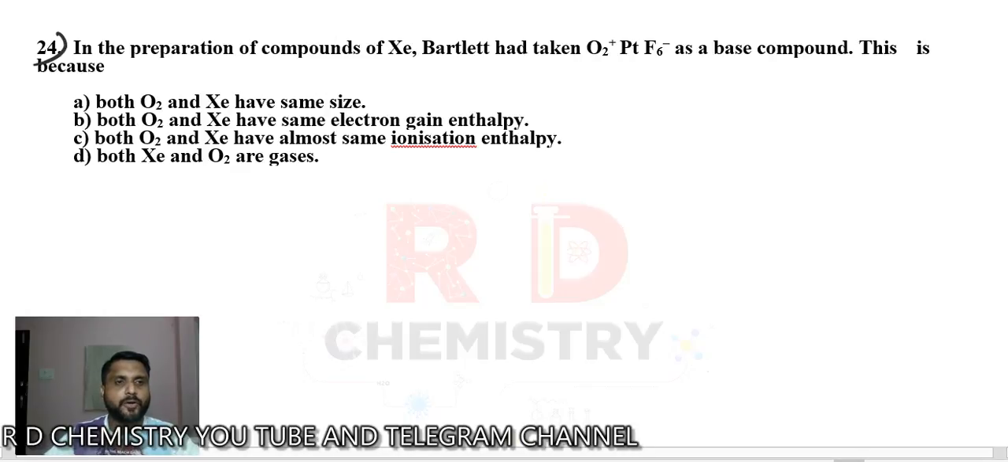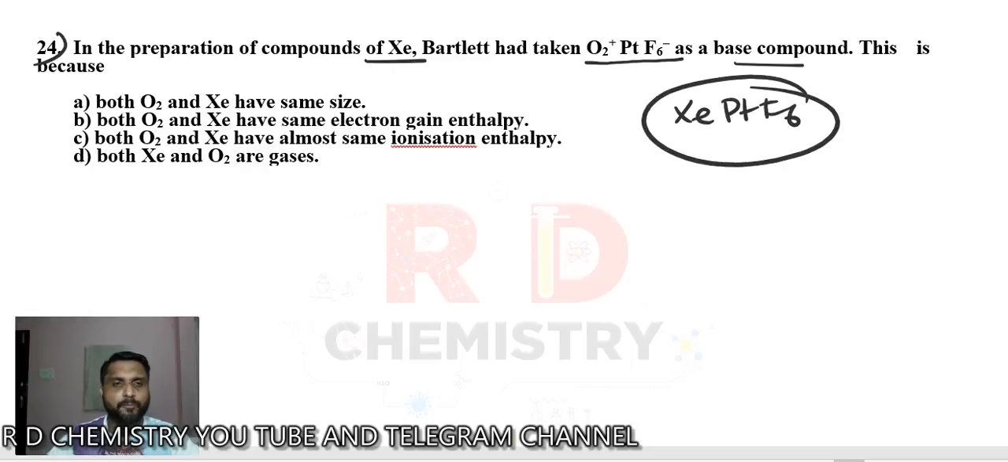Question number 24. Preparation of the xenon compound. Bartlett had taken O2PtF6 as a base compound. This is because, and he actually prepared XePtF6 compound, the first noble gas compound. This is a straight question from the textbook. Answer is option number 3. Both O2 and xenon have the same ionization enthalpy. C is the answer.